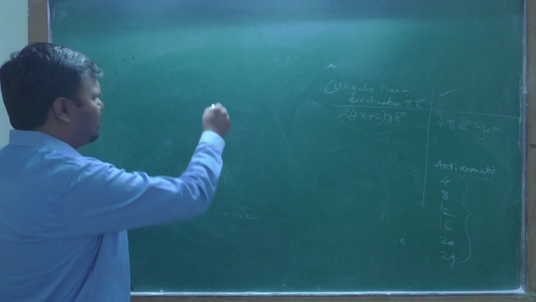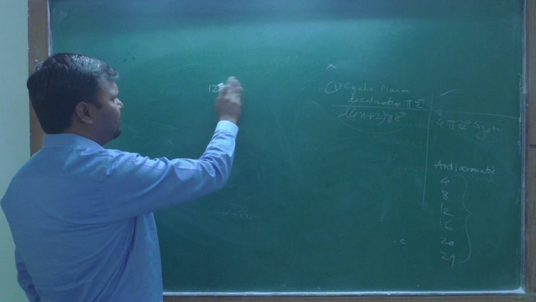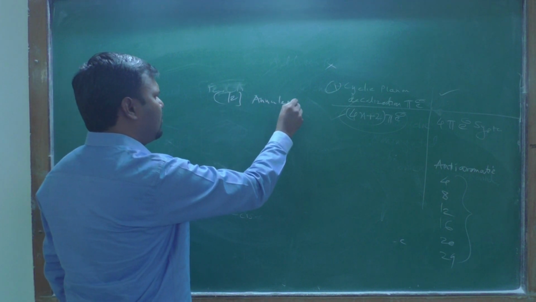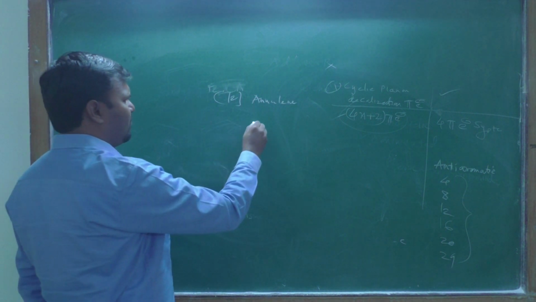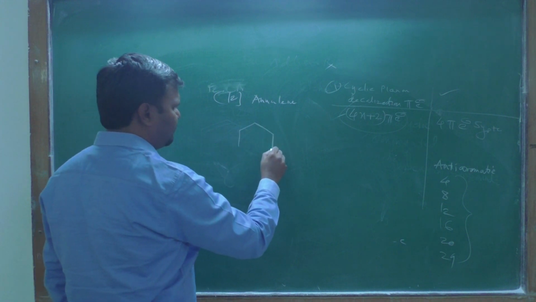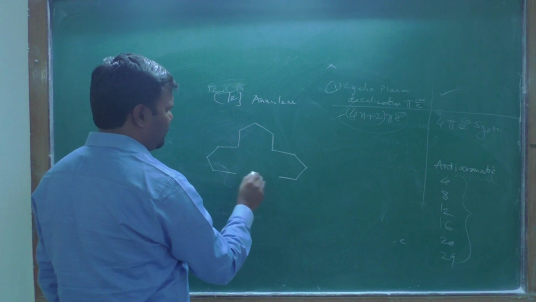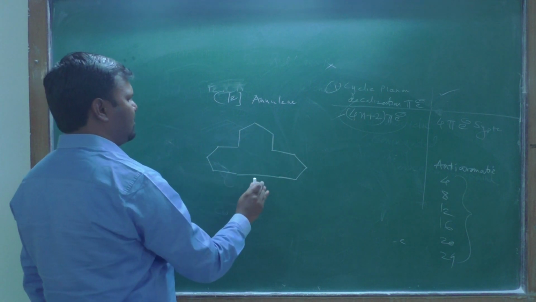Okay, that is all about the 10. Now the 12 annulene system. The 12 annulene system is definitely there. It has a shape like that. It has 12 carbons.